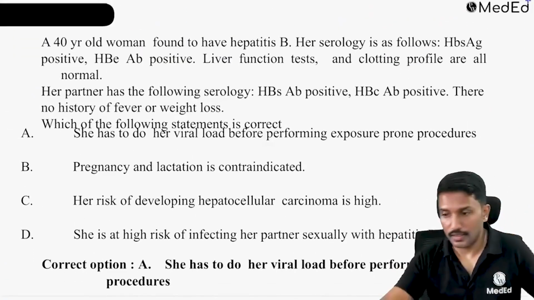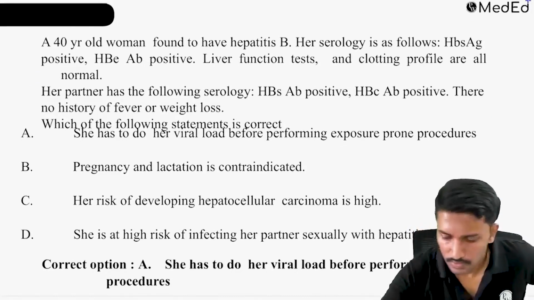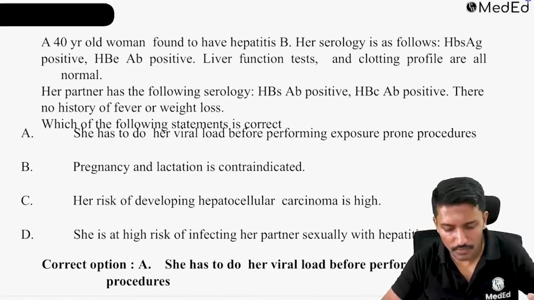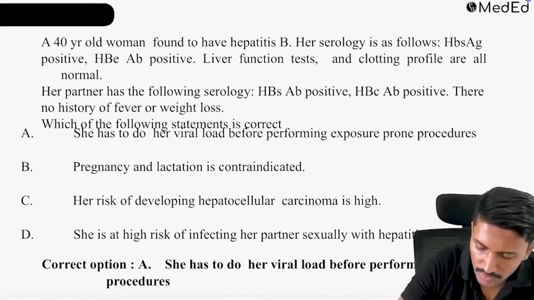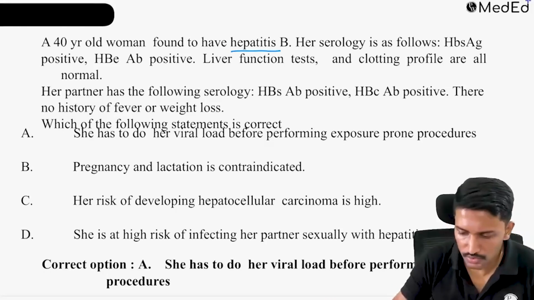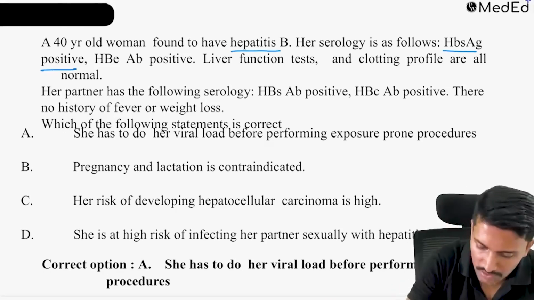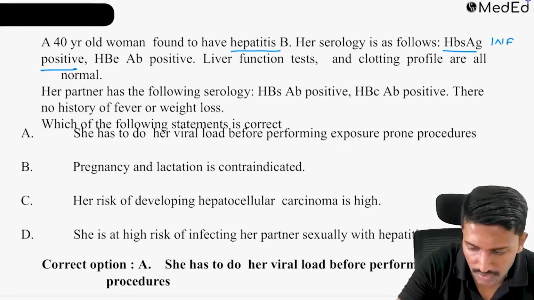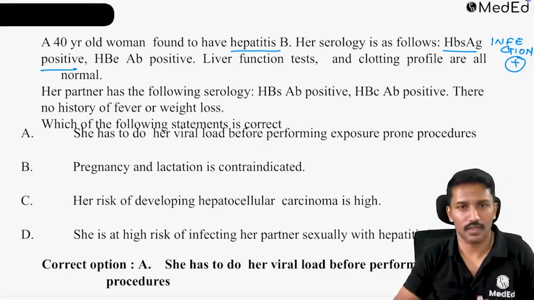Next. Well, this is a bit of a tricky question. So let us see if you can answer. So here we have a 40-year-old woman who is found to be hepatitis B positive, right? Her serology is as follows. HBsAg is positive. That means, as we know, she has an infection which is present. She is infected. Clear, right?